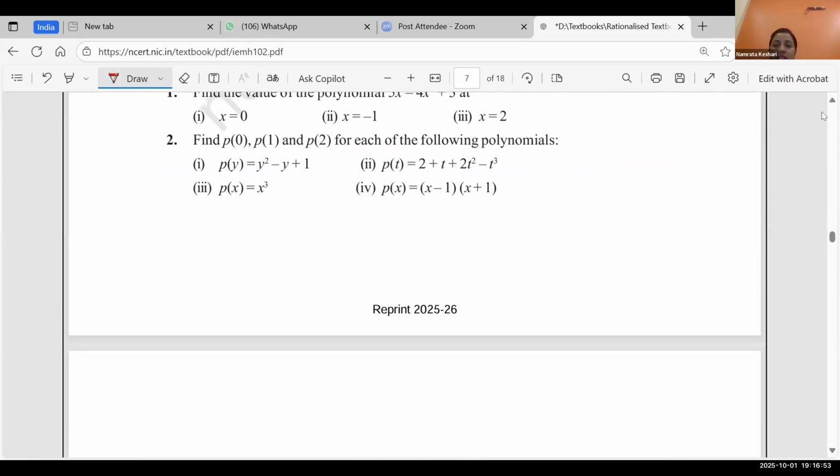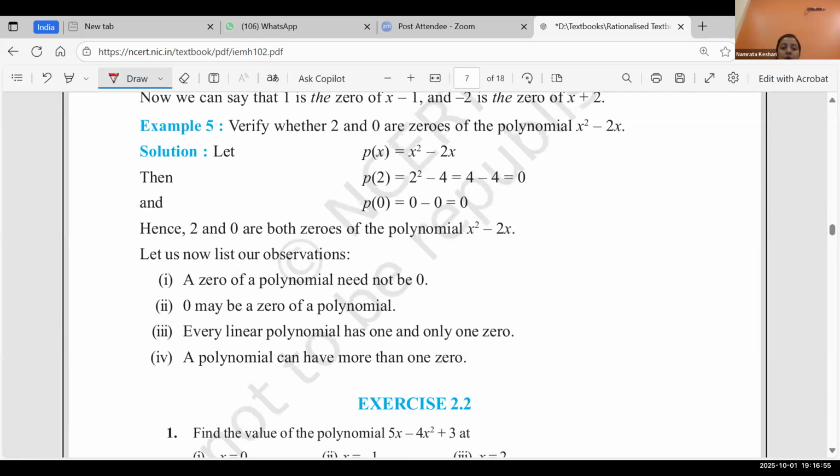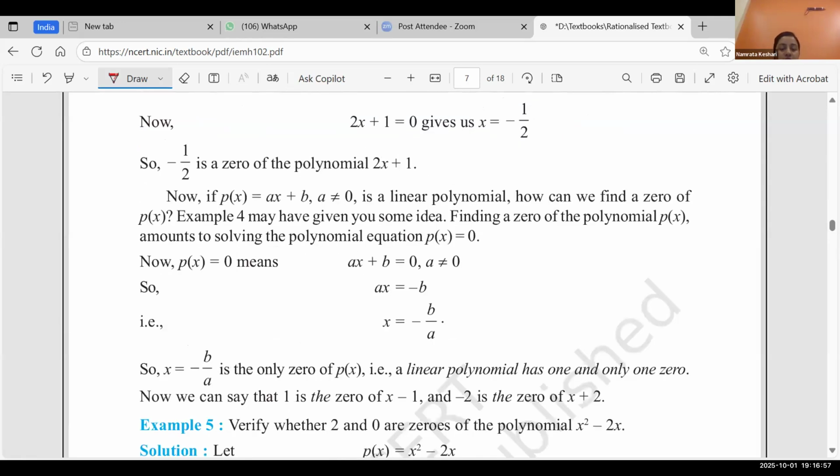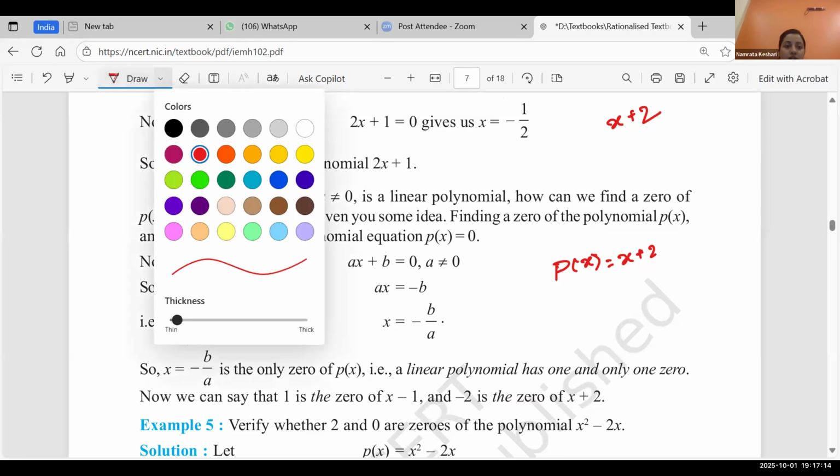Now the polynomials can be represented like this. Polynomials can be represented like p(x) is equal to x plus 2. Till now you have seen polynomials like this. Now I am telling you, we can write the polynomial p(x) is equal to x plus 2. Now this is not p into x. In the left hand side, we don't have p into x. We have a polynomial p.